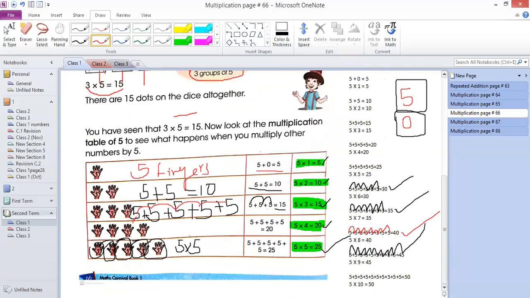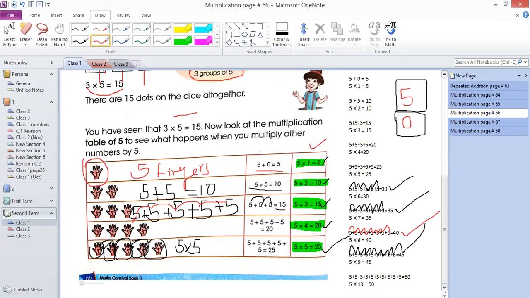Now check the table of 5. If you multiply 5 with other numbers, what results you can have? So 1 times 5 will give you 5. Look at this group, guys. This is one hand. One hand has 5 fingers. So there are total 5 fingers. 5 plus 0 because there is only one hand, or 5. One group of 5 is equal to 5. So there are 2 hands, 2 groups of 5. So 2 groups of 5 is equal to 10, or 2 times 5 equals 10. 3 groups of 5 is equal to 15, or 5 plus 5 plus 5. 3 times when you add 5, that's also 15.